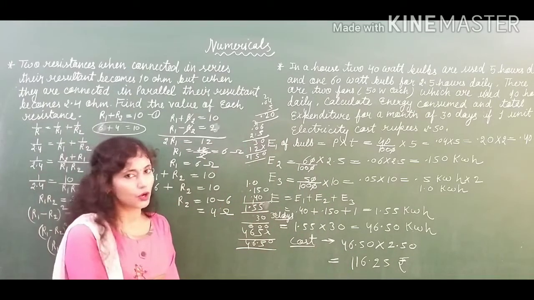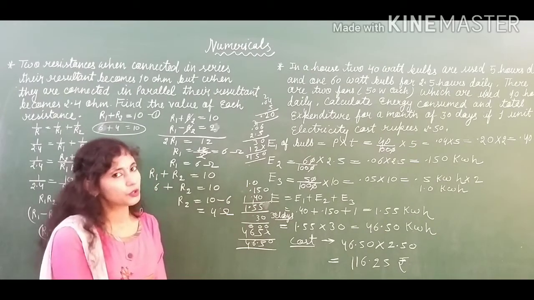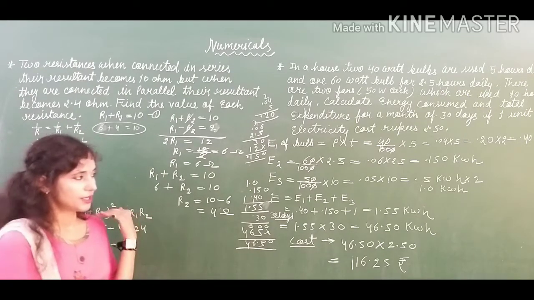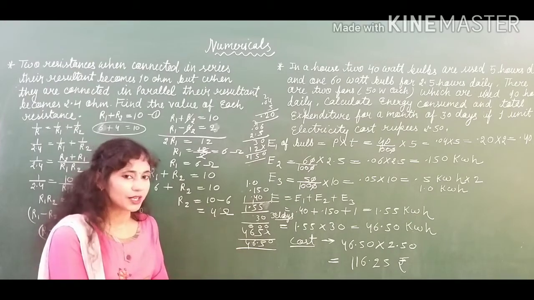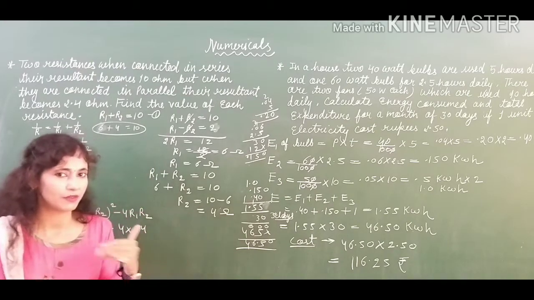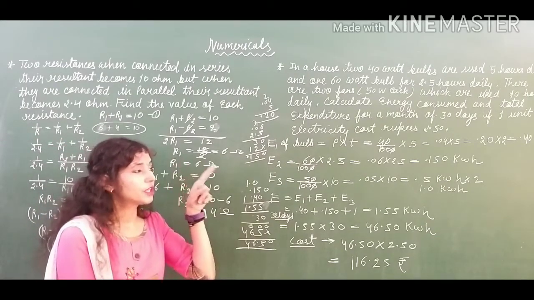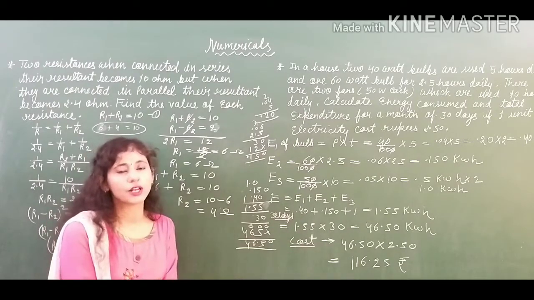I hope you all have got how these types of questions are solved. First of all, you have to find the energy, calculated in kilowatt hour, and the sum of the total appliances that are consuming electricity. Then you multiply with the number of days, and then multiply with the 1 unit cost. Then you will get the cost of the total energy consumption.